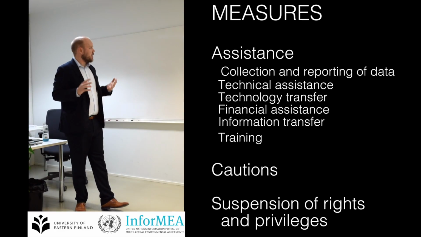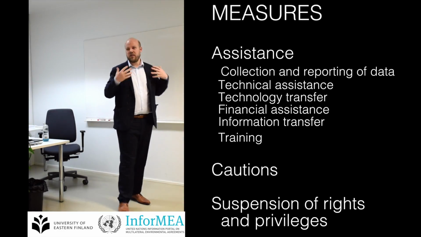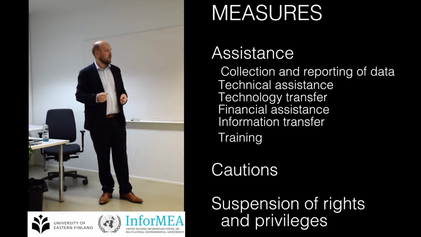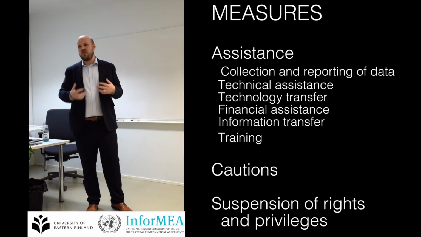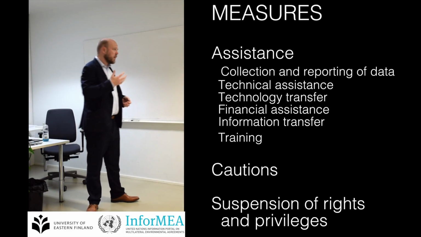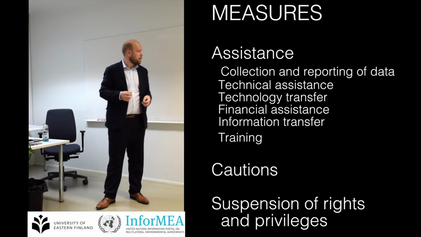So what in the end can be done, going back to all the types of measures. Most of the measures are about assistance. So it could be assistance in the collection and reporting of data. It could be more practical technical assistance. It could be about technology transfer, financial assistance. And in the end, it can be, on a very basic level, about training and information transfer.